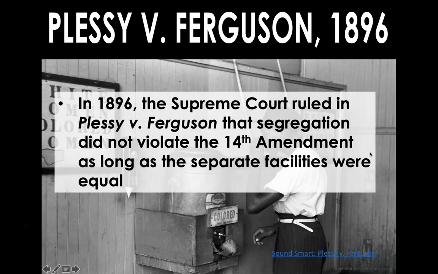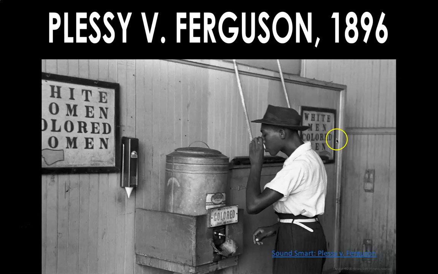Now, let's go back. I want you to see the picture because this is a real picture. Notice the sign: white women, colored women, white men, colored men. So everything is segregated. If you notice this water drinking fountain right here, it says colored. This is what you need to know to understand the time period and what things were like. So this all again has to do with Jim Crow, and it all has to do with Black Codes.